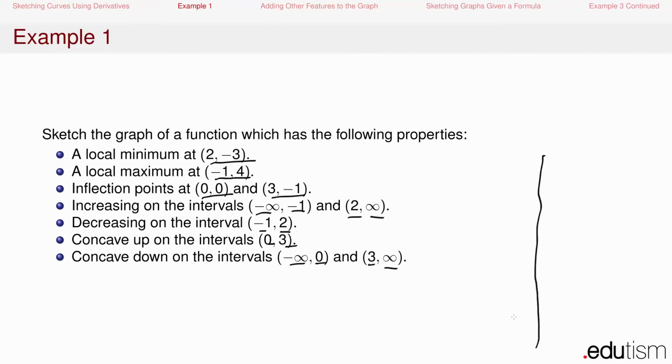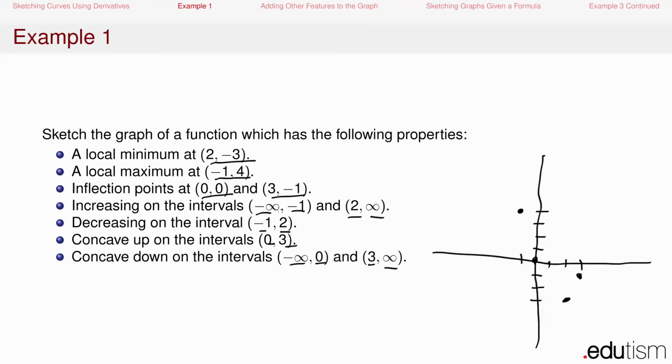So let me draw my coordinate axes and let's try sketching this graph. There's a local minimum at (2, -3). So let's sketch that point on the graph: 2 on the x-axis, 1, 2, 3 on the y-axis. That's supposed to be a local minimum. It's got a local maximum at (-1, 4). So you go -1, 1, 2, 3, 4. Sketch a point up here. It's got an inflection point at (0, 0). It's got another inflection point at (3, -1).